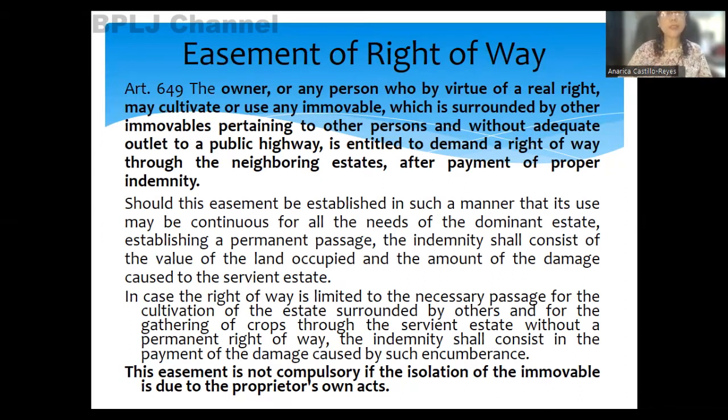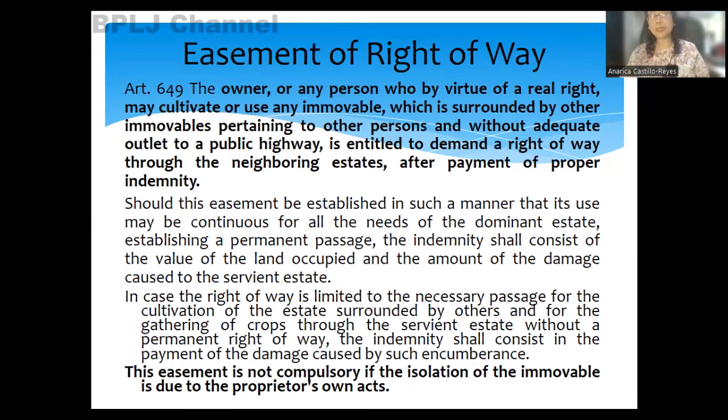Okay? Article 649 tells us the owner or any person who by virtue of a real right may cultivate or use any immovable which is surrounded by other immovables pertaining to other persons and without adequate outlet to a public highway is entitled to demand a right of way through the neighboring estates after payment of proper indemnity.